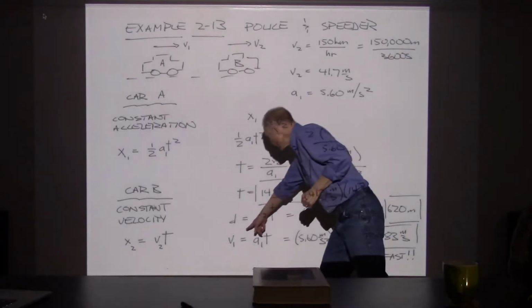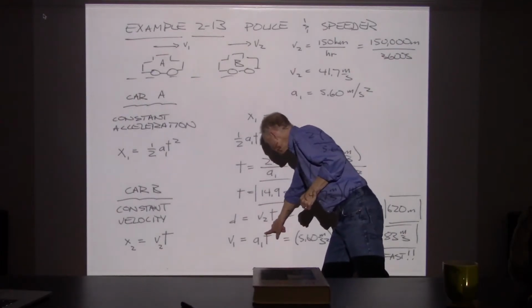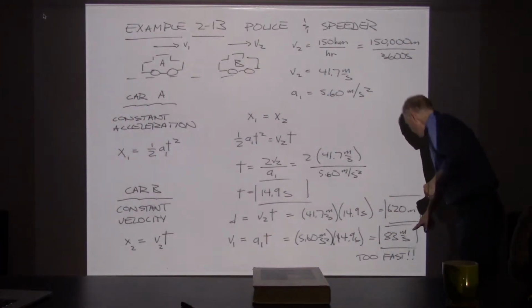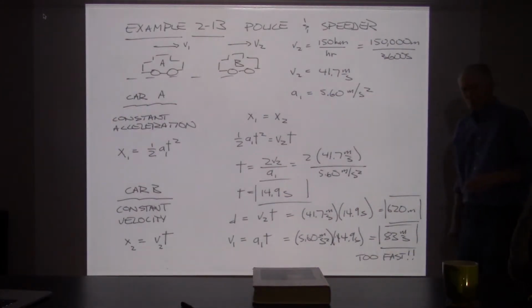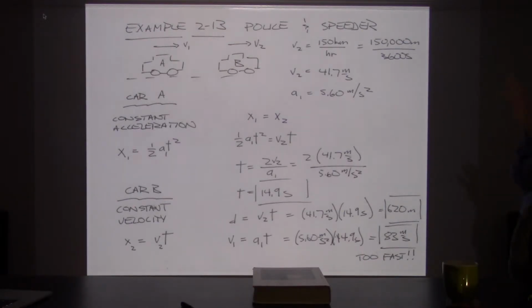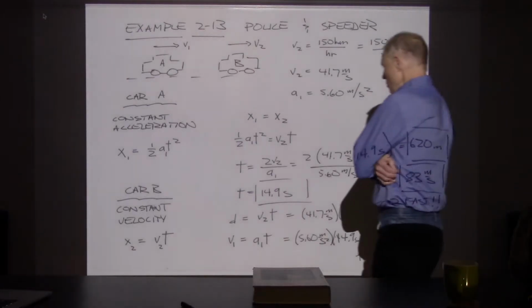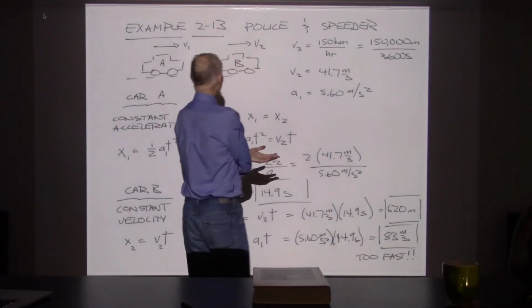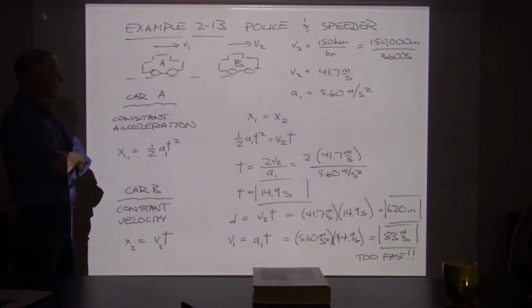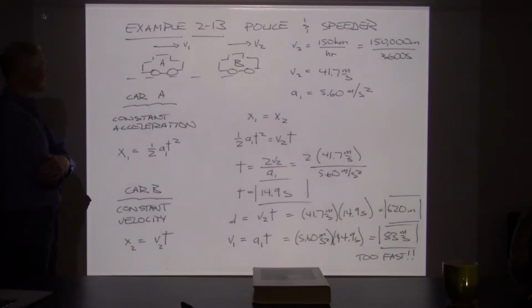And then, how fast is the police car going by the time they get there? By the time they get there, the police car, if it continues to undergo an acceleration, is going 83 meters per second. 83 meters per second, that's like 170, 180 miles an hour. I don't think the police car wants to go that fast. So this is the way we modeled everything, but you can see we're running into some difficulties here.